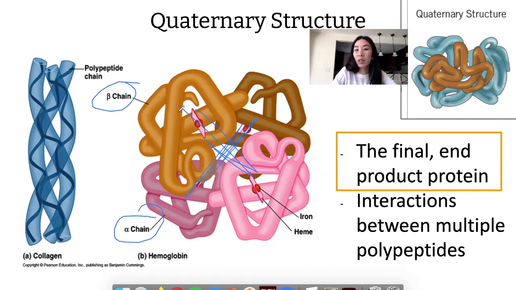Each one of these, once they fold into the tertiary structure, interacts with other polypeptides to make the final actual protein. This is another example, collagen. In this case, you have 3 different polypeptide chains all interacting with each other. Okay, so quaternary structure is like the final protein. And a lot of times it needs multiple polypeptides to make your final protein.